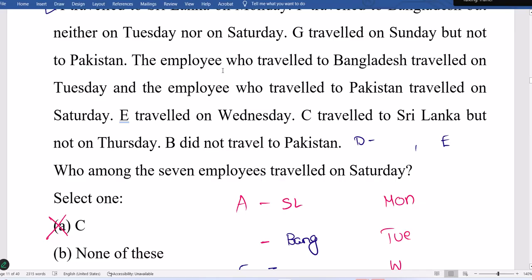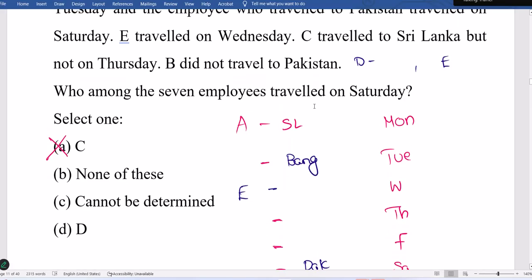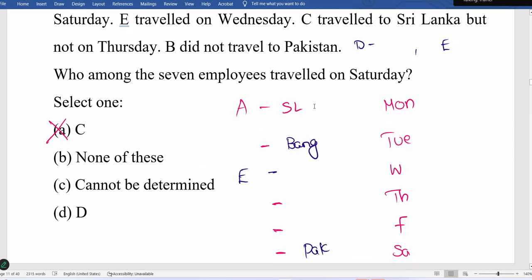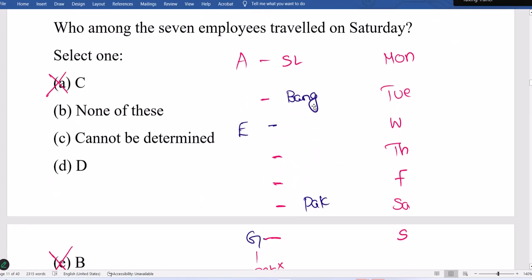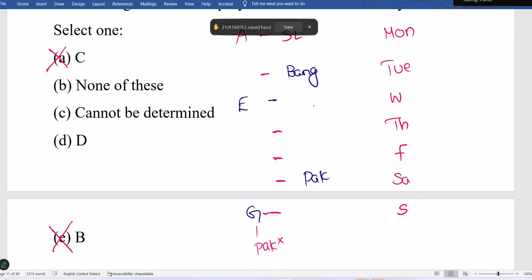The employee who traveled to Bangladesh traveled on Tuesday, and the employee who traveled to Pakistan traveled on Saturday. That's clear. E traveled on Wednesday. Okay. C traveled to Sri Lanka, but not on Thursday. So guys, you observe, C traveled to Sri Lanka but not on Thursday means C must be on Friday only.